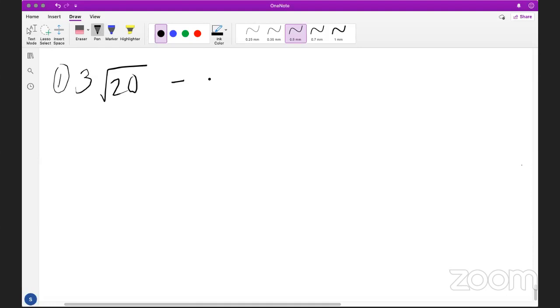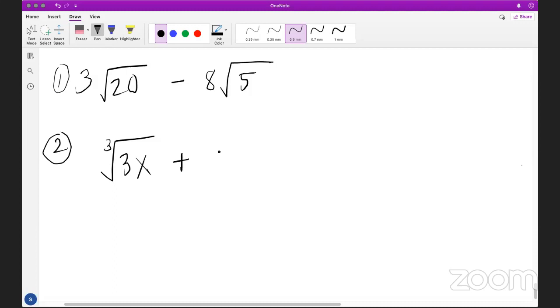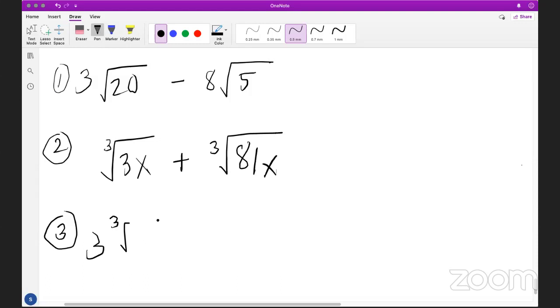That's 3 square root of 20 minus 8 square root of 5. Cube root of 3x plus cube root of 81x. 3 times cube root of 3 plus 2 times cube root of 27. Sagutan natin to.